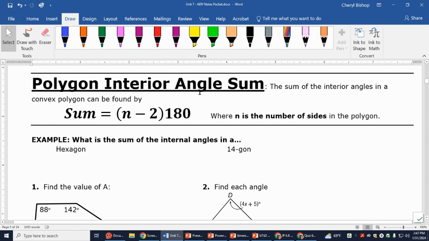The next thing we're going to look at is the polygon interior angle sum. That is the sum of the interior angles in a convex polygon. So all my corners are pointing outwards.